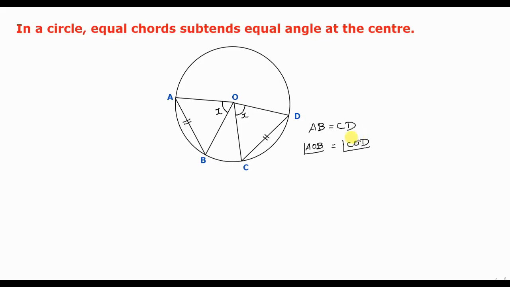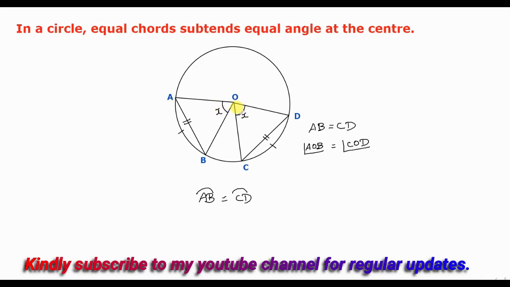Not only for equal chords, if they say the arc AB is equal to the arc CD, then this property will also be applicable. If the arc length AB is equal to arc CD, then the chord length will also be equal. At the same time, the angle subtended by the chord at the center will also be equal. So these are the properties and theorems we have in circles.